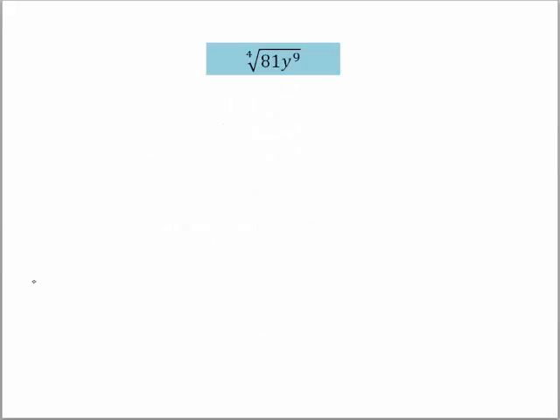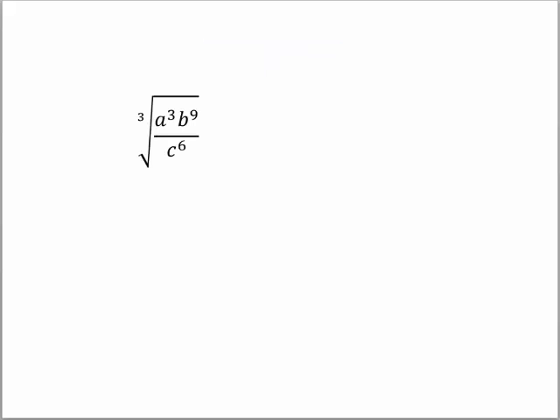I think you're ready. Try this one. Now remember, break up the 81 so that you can bring anything to the fourth out. Like try 3. What's 3 to the fourth? And then break up your 9 into fourths. Stop the video and try this. All right, hope you got this one. Let's try a little more complicated one.